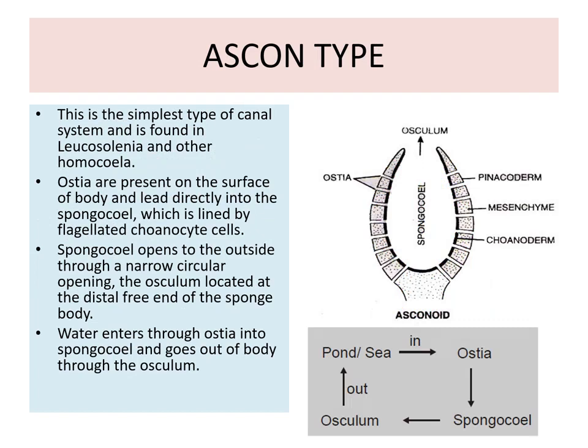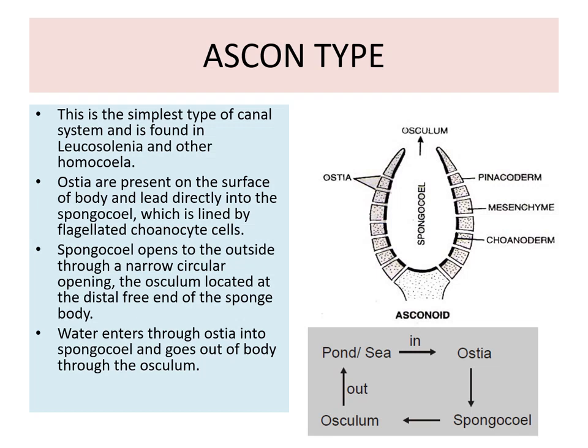Now the first type, that is the ascon type. This is the simplest type of canal system and it is found in Leucosolenia and other Homocoela. The ostia are present on the surface of the body. They lead directly into the spongocele, which is lined by the flagellated choanocyte cells.